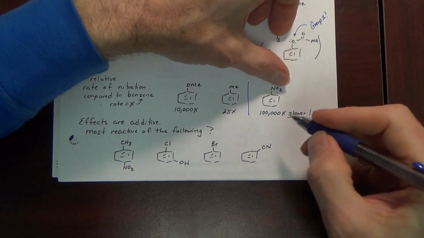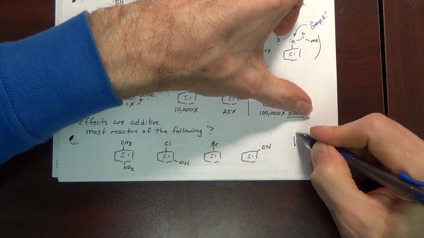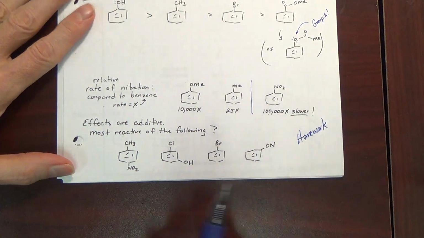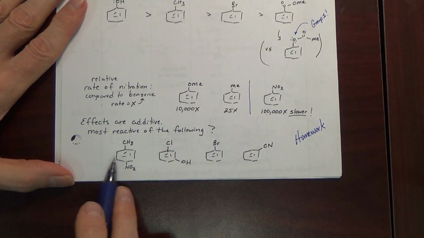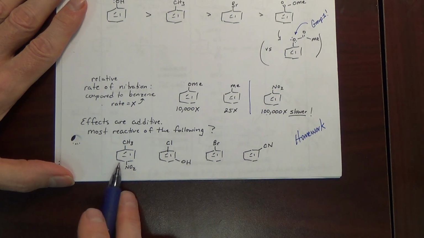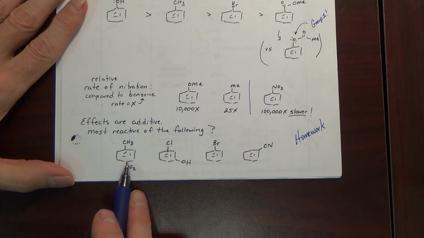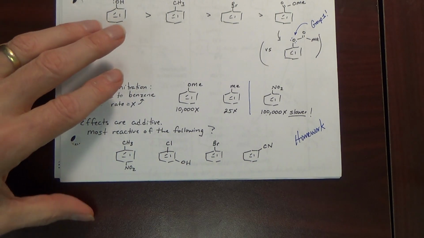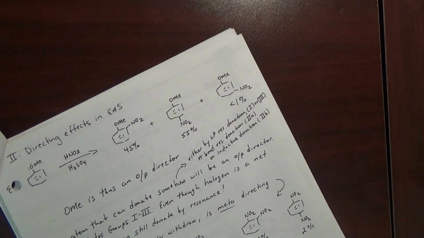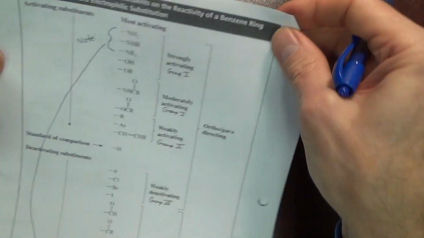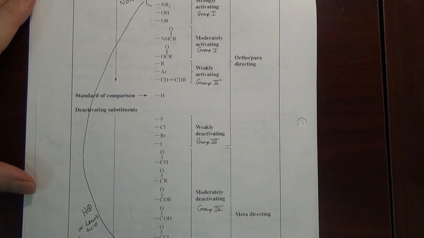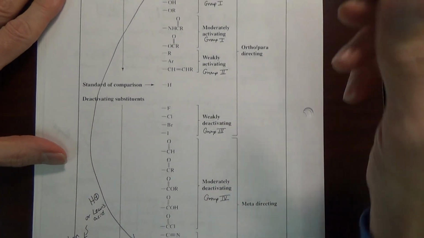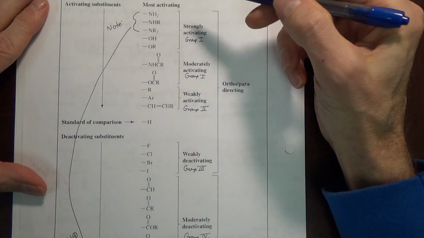All right? Consider this for homework. Which one of these is most reactive towards an EAS? Why don't you rank these in order from most reactive to least reactive? Now this is a table that sort of shows what we're talking about. This came out of a textbook, presented a little bit differently.